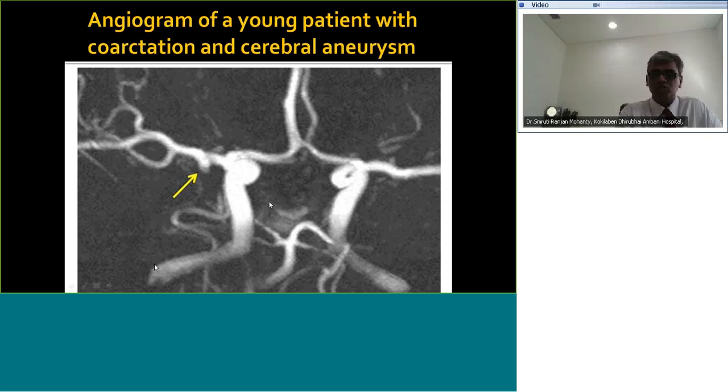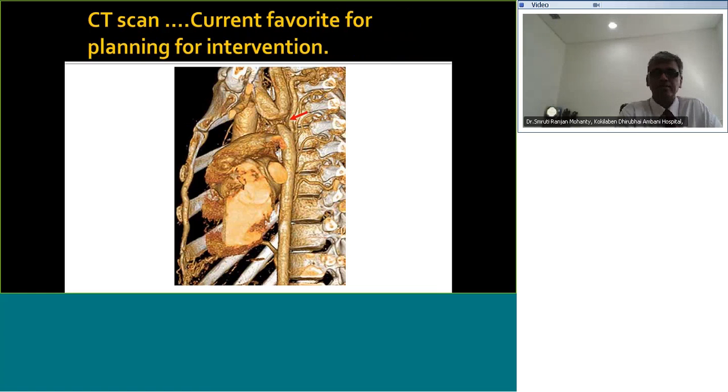Now, this is very important just to again highlight: an angiogram of a young patient with coarctation, which shows a cerebral or berry aneurysm. You can see the berry aneurysm. So, surveillance with MRI or CT brain, or MRI angio of the cranial vessels, should be done to exclude berry aneurysm in people with coarctation.